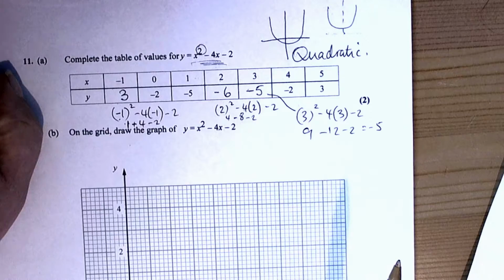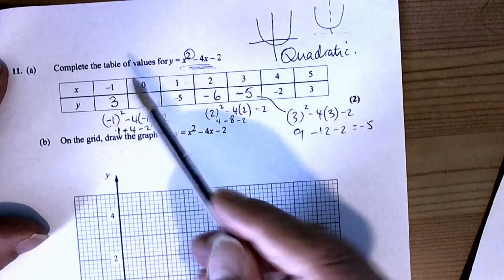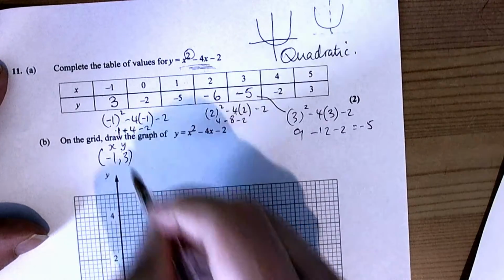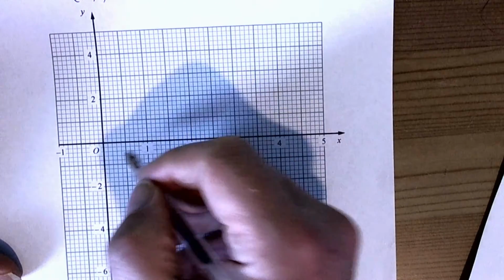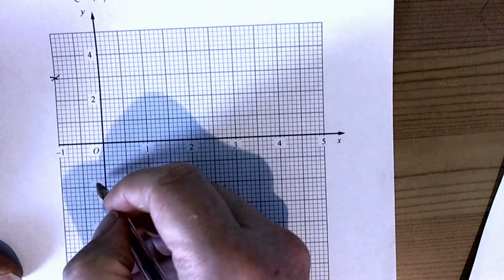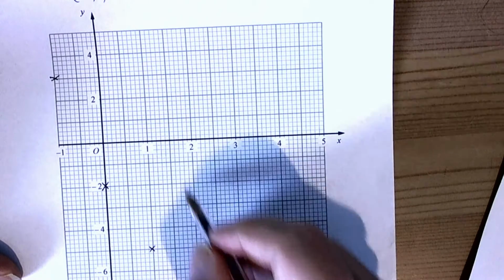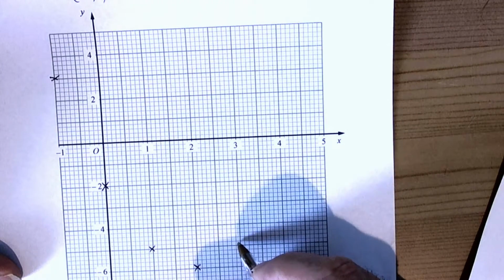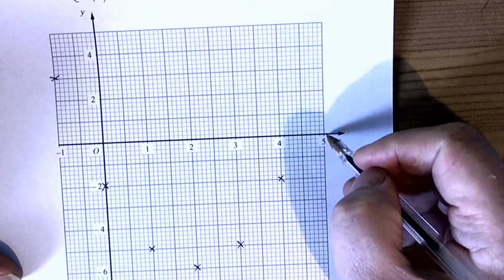The question then says go on and draw it. So we're going to need to use these values to create coordinates. So for example, -1, 3 gives us the coordinate of -1, 3, because coordinates always follow an x number and a y number. So we need to plot those. So the first coordinate then was -1, +3. The next coordinate was 0, -2. The next coordinate was 1, -5. The next coordinate was 2, -6. The next coordinate was 3, -5. Next coordinate was 4, -2. And the next coordinate was 5 and 3.